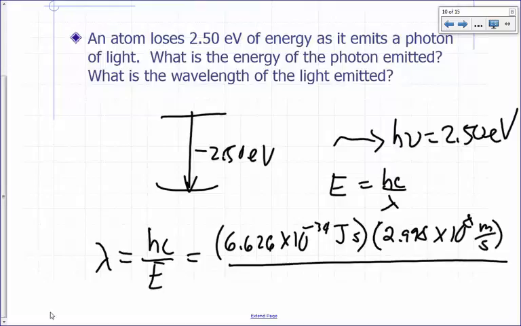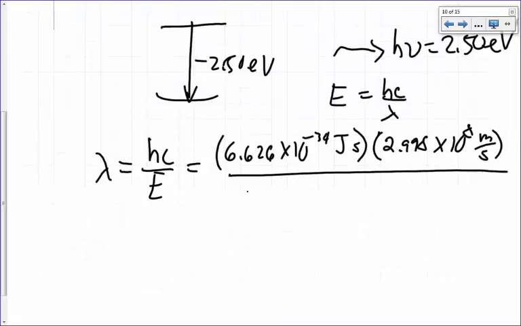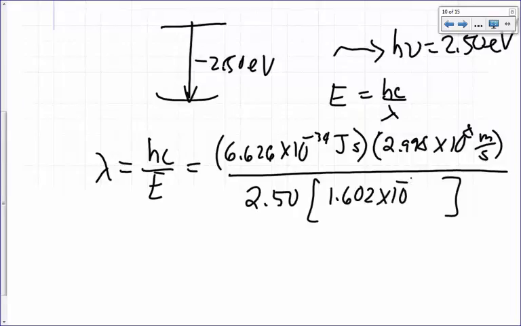What's the energy? Yes, 2.50 electron volts, I can just substitute here. An electron volt is 1.602 times 10 to the negative 19 joules. Quick conversion right there, because 2.5 electron volts is the same thing as 2.5 times 1.602 times 10 to the negative 19 joules. All right, so joule cancels out, seconds cancel out. This will give you your answer in meters. What's the answer?